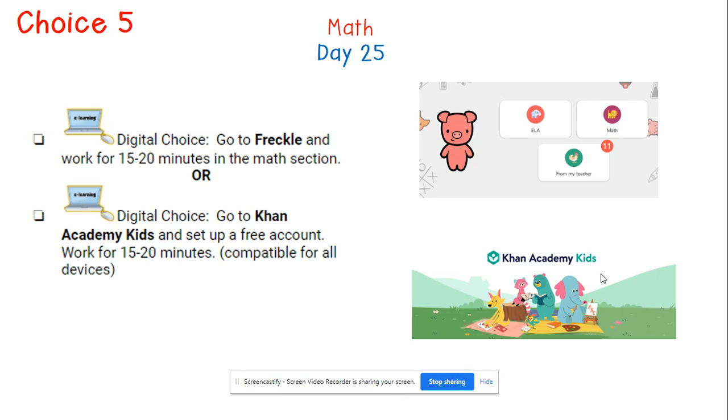Choice number 5 is your digital choice. So you're going to get to go to Freckle and work for 15 or 20 minutes, or you can go to Khan Academy Kids and set up a free account and you can work for 15 to 20 minutes.